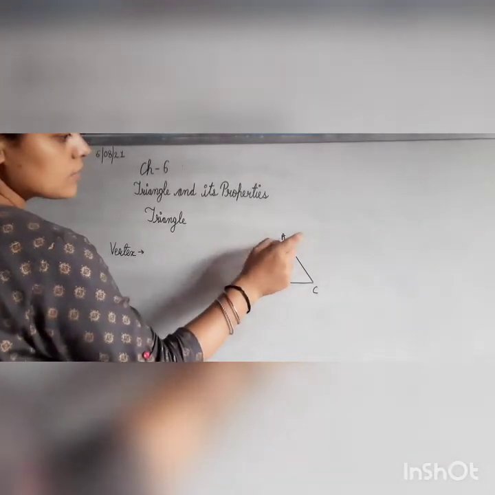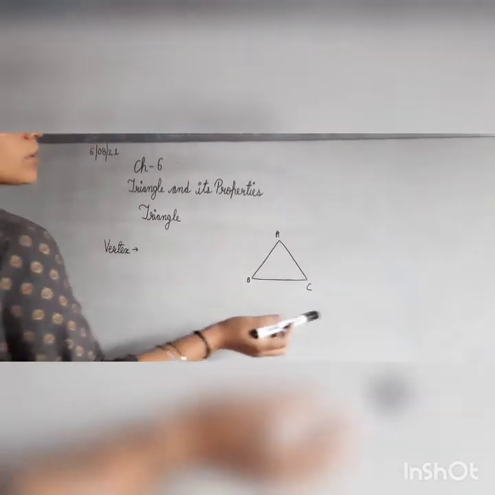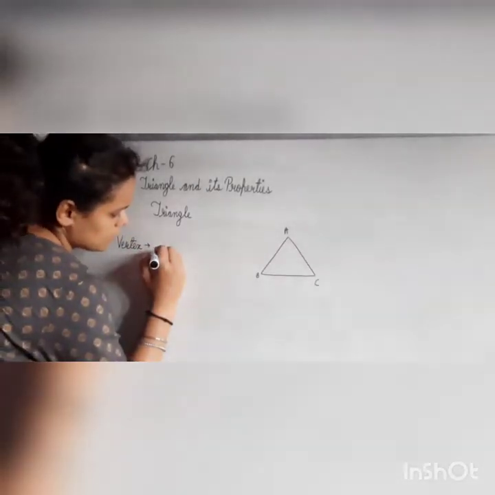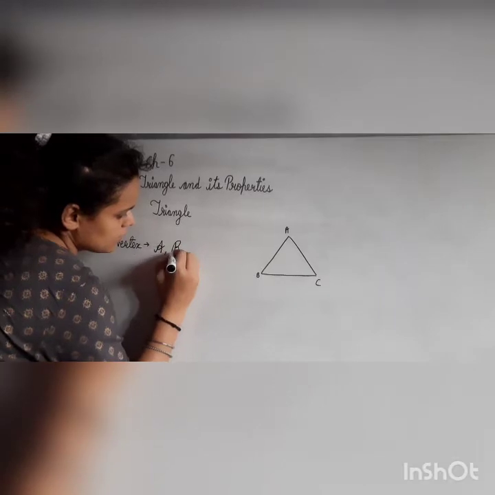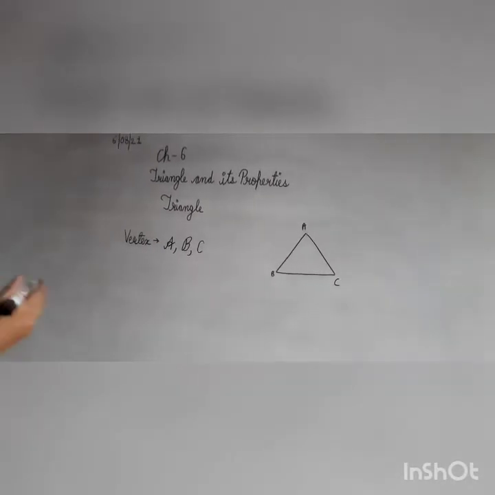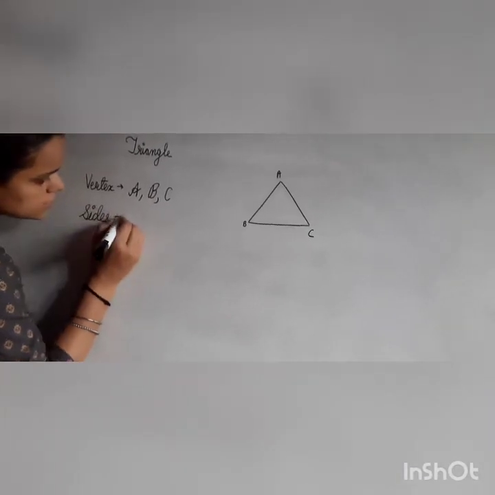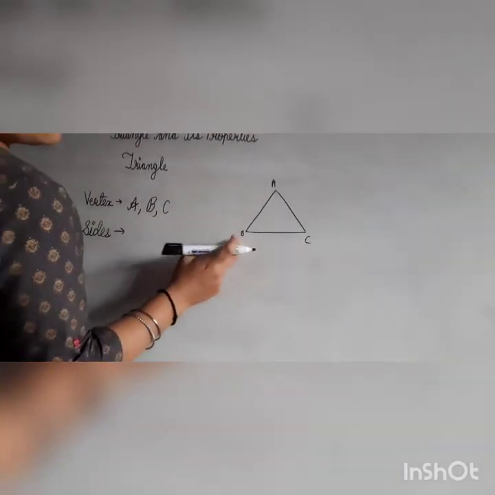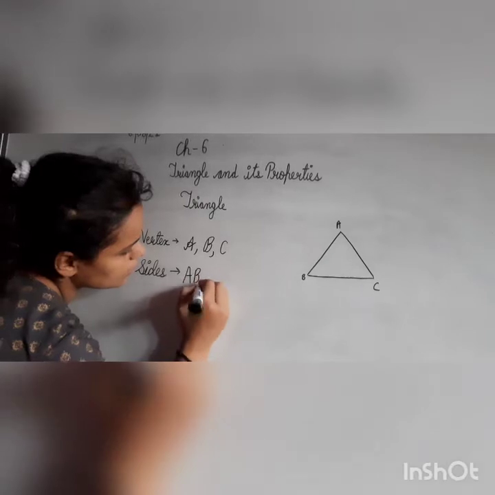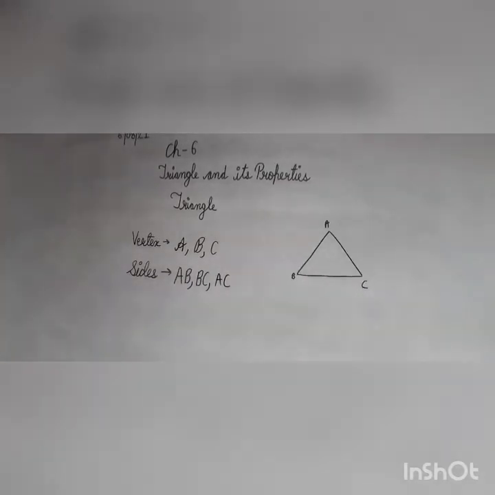You know angle. You know this is vertex A, vertex B and vertex C. There are 3 vertices: vertex A, vertex B and vertex C. Now we will discuss sides. As you know, a triangle has 3 sides: AB, BC and AC. Okay.